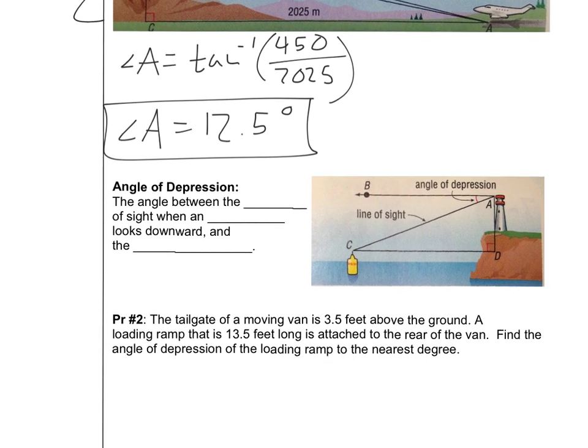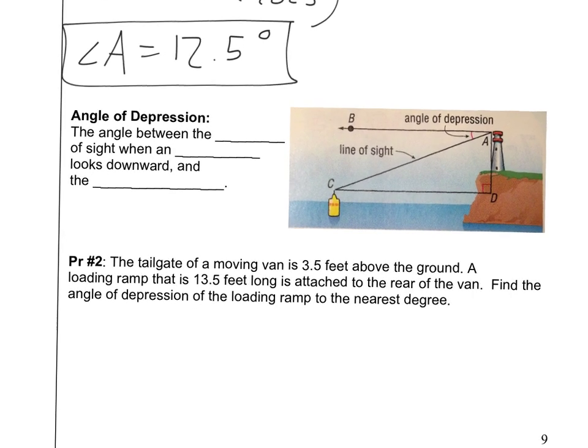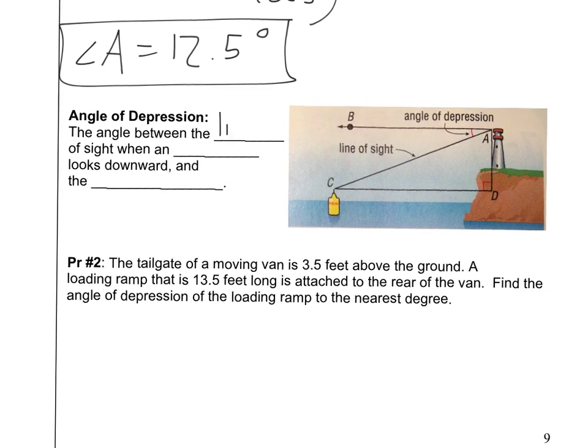That's it. Let's talk about an angle of depression. This is the angle between the line of sight again, when an observer looks downward, and the horizontal.